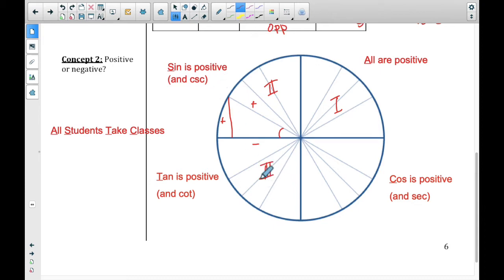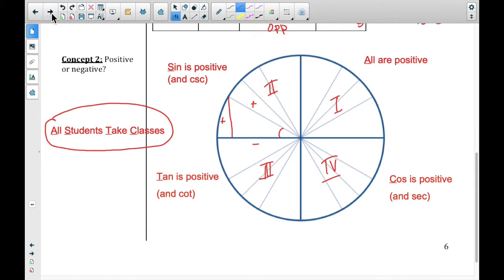In the third quadrant, the tangent is positive, and the reciprocal, the cotangent. Everything else in that quadrant is going to be negative. And then this quadrant tells us that the cosine is positive, and of course the reciprocal is the secant. So in this quadrant, the cosine and the secant will be positive, everything else will be negative. So that's just a little mnemonic to help you remember when it is positive, when it is negative.